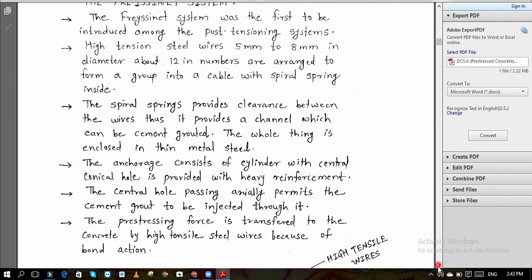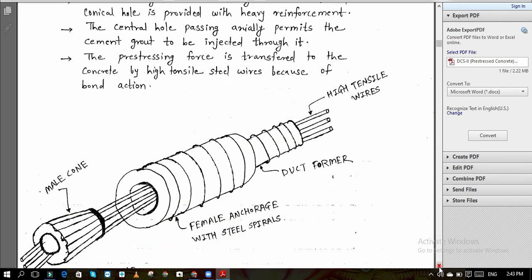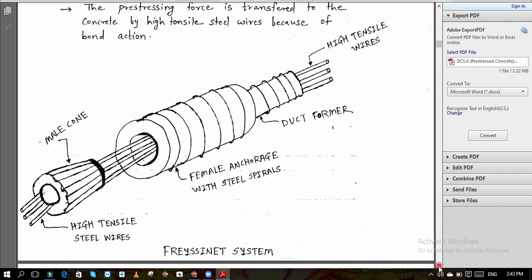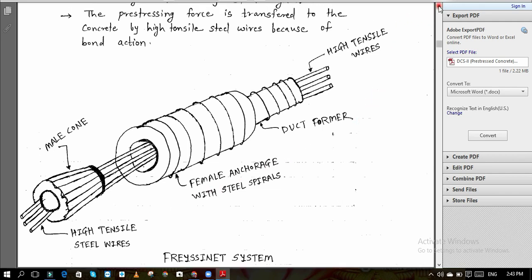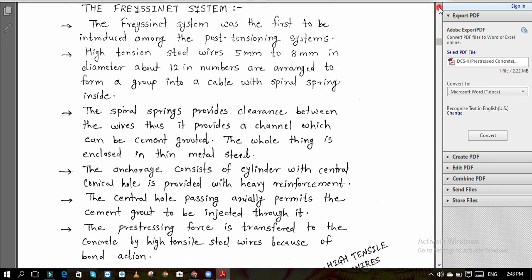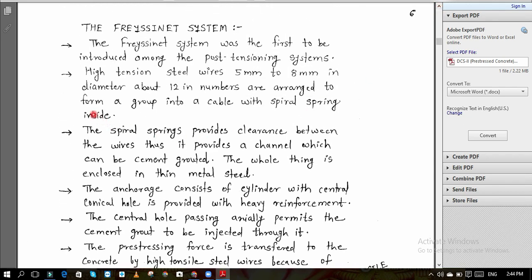Okay, if I show you, the diagram will be like this. This is the Freyssinet system. So what is there? I will explain you. Just see the diagram and take down the diagram or take a screenshot. Now we will go point by point, then you will understand.